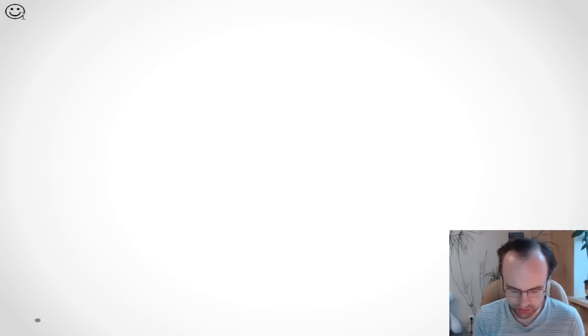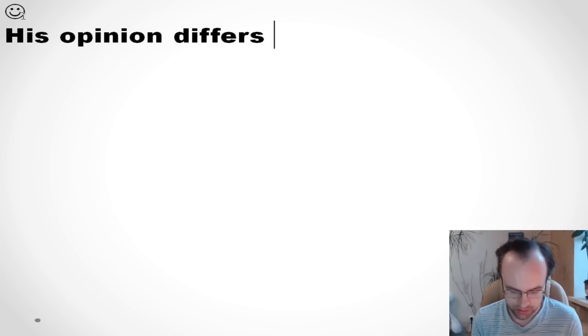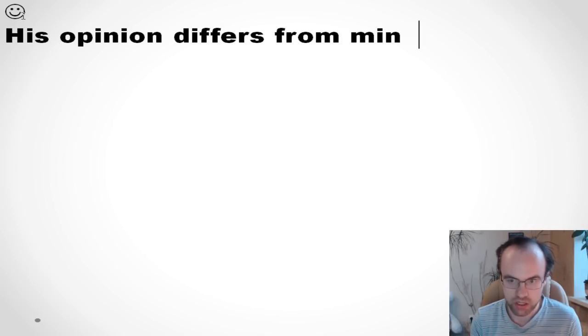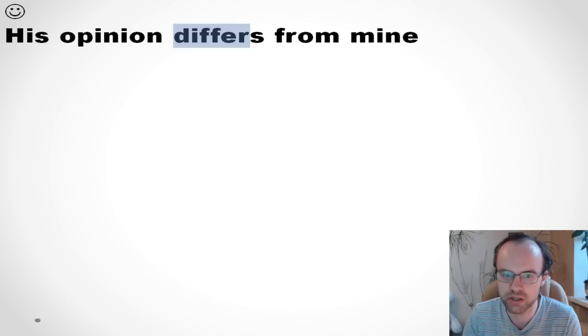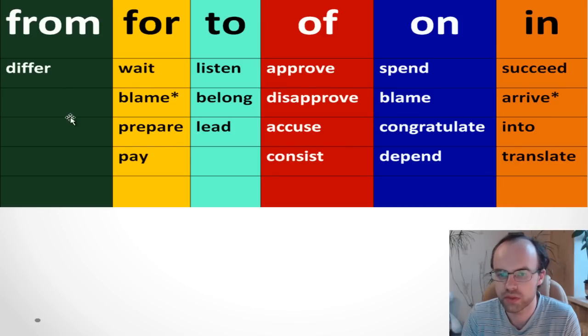So let me type it for you. His opinion differs from mine, or from my opinion. It means that his opinion is different from mine. So differ is a verb here. His opinion differs from mine. Or, for example, his style of teaching English differs from mine. So good, that's clear. So let's talk about for and the verbs which we need to use with for.